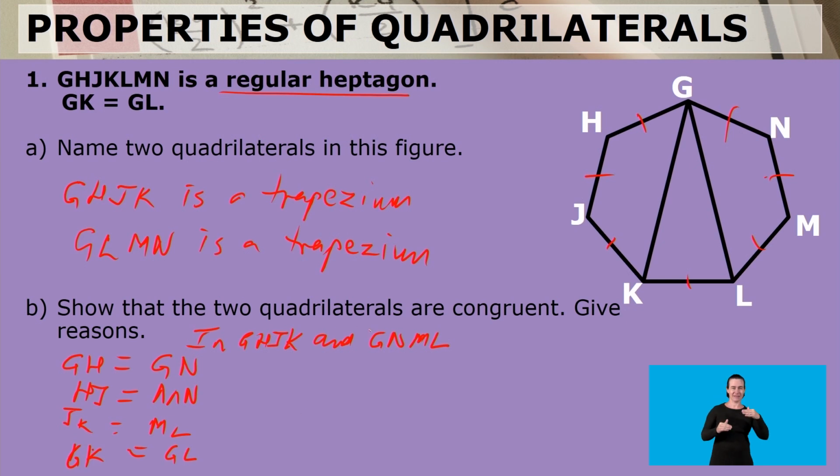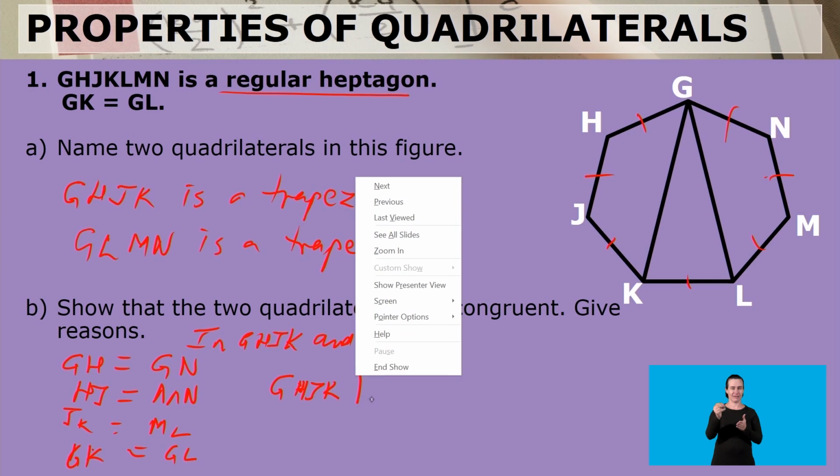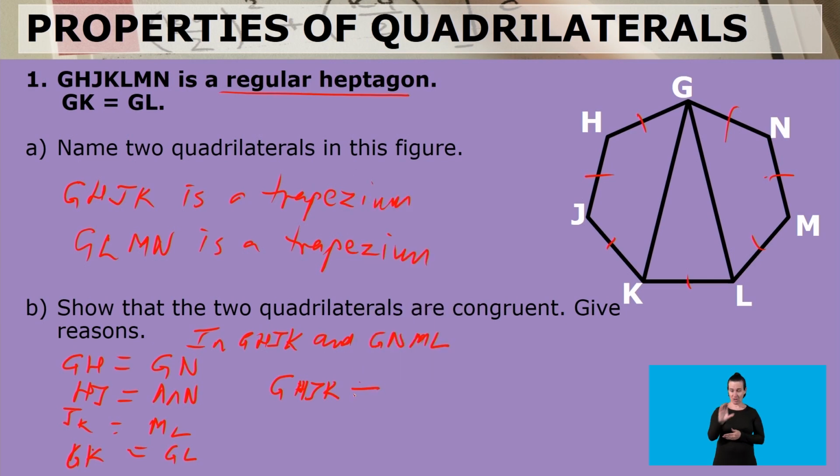And because all the sides are equal, then I can safely say GHJK is therefore congruent. All the sides are equal, is therefore congruent. Even if it's a quadrilateral, congruency still uses those three lines, and it's congruent to GNML. And the reason for that is all sides are equal.